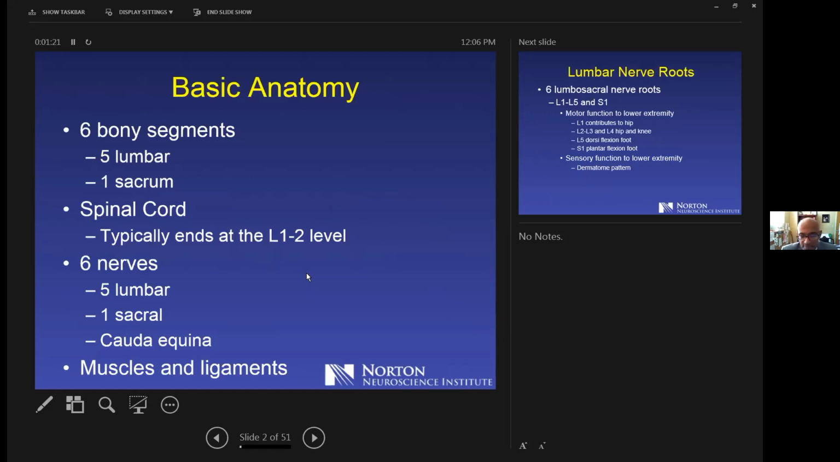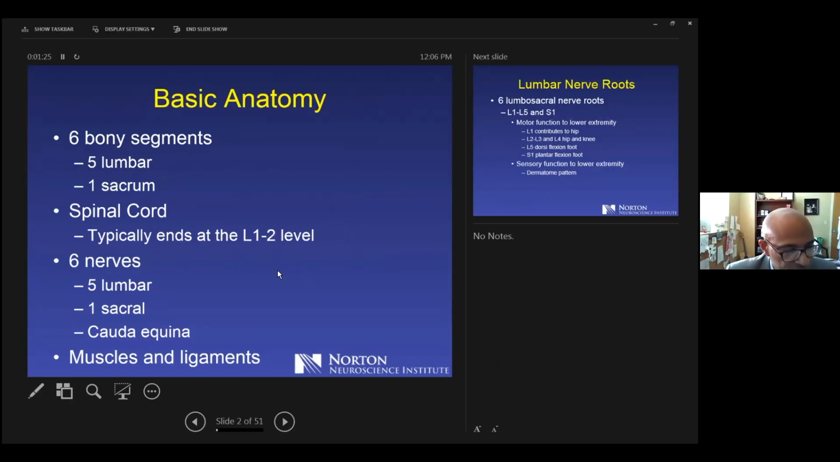As far as basic anatomy goes, the lumbar spine is really composed of 6 bony segments. You have 5 lumbar segments and 1 sacral segment. The spinal cord usually ends around the L1, L2 level, so you can get spinal pathology in the lumbar spine if you have upper lumbar spine issues. In the lumbar spine, we really are more focused on the 6 nerve roots that we deal with, and that's going to be the lumbar nerves 1 through 5 and the 1 sacral nerve. And of course, all these components with their small nerve roots form the cauda equina.